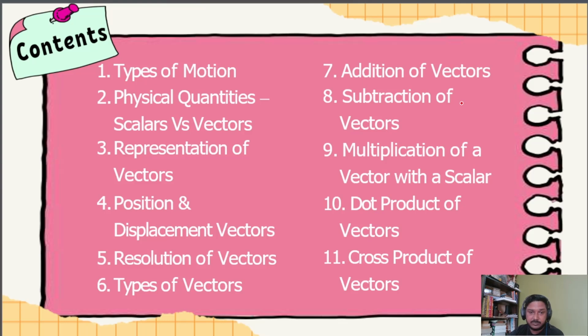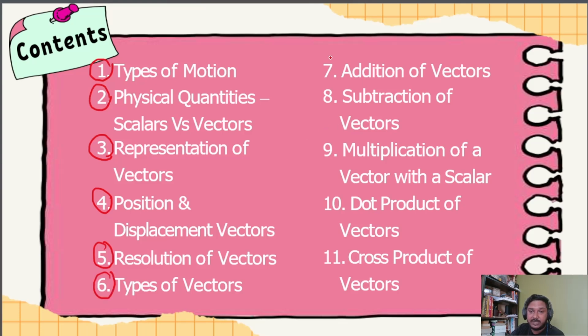So now let's see what are the things that we are going to learn in this video. So the contents of this video will be: firstly, we are going to learn about the types of motion. Then we are going to learn the physical quantities, that is scalars versus vectors. Then representation of vectors, how to represent a vector in 2D as well as in 3 dimension, position and displacement vectors, resolution of a vector, types of vectors.